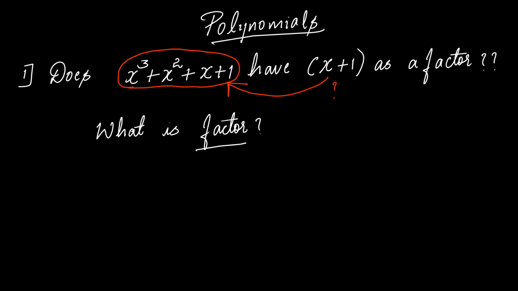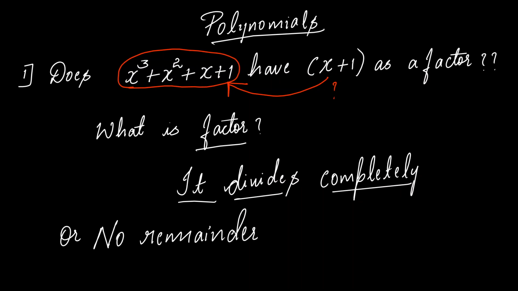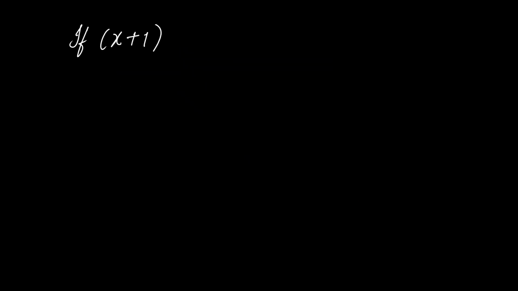Come on, say it, guys. What does factor mean? A factor means which divides completely. So repeat it with me. A factor means it divides completely, where the remainder is 0. Where there is no remainder, or the remainder is 0, then it is called a factor. So write it down. It is very important and keep it in your mind.